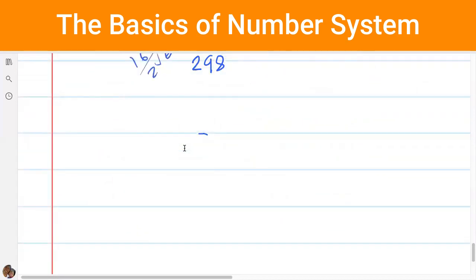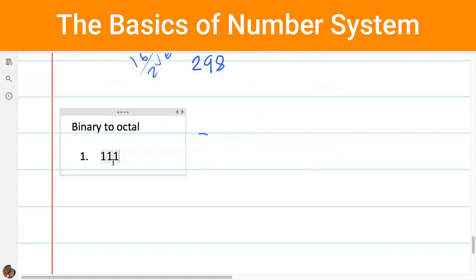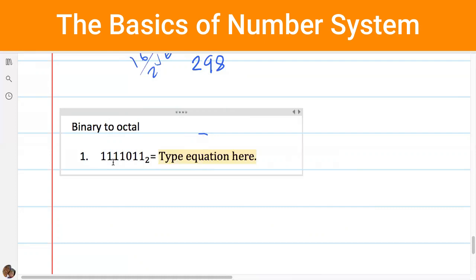Let's convert binary to octal. So number one, I have here a binary number, let's say 1, 1, 1, 1, 0, 1, 1, base 2. So that is a binary number. Now, if you are going to convert this to octal, you are going to rewrite this in such a way that you group it by 3. Okay, 1, 1, 1, 0, 1, 1, base 2.